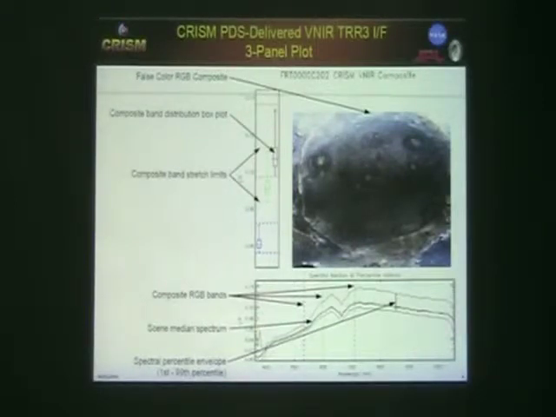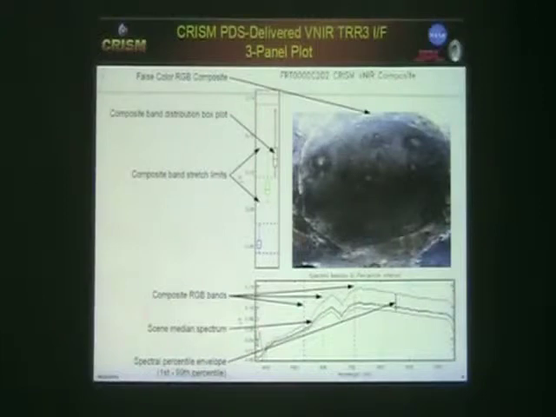So there's going to be a lot of just tweaking all the plots in this presentation. A little tour of what you're going to see. There's a color enhanced RGB composite. There's the median spectrum from the whole scene with a bit of an envelope to give you a sense of the distribution of the data. The three bands that go into the composite are shown as box plots. The horizontal lines here are the stretch limits on the composite, and the wavelengths that go into the composite are indicated down here.